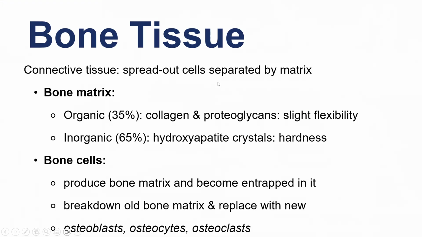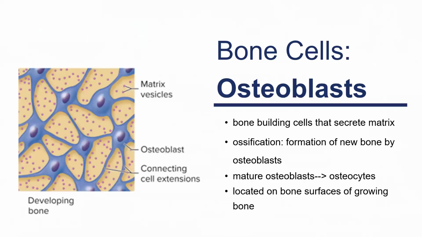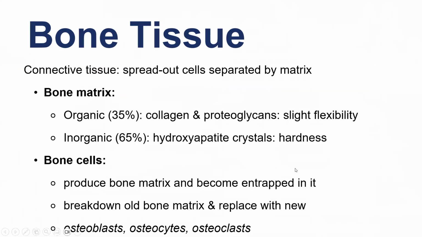So cells are not very close together. There's a lot of bony matrix. And so this bony matrix is going to be 35% collagen and proteoglycans, and then 65% hydroxyapatite. So collagen and proteoglycans are going to give it some flexibility. Collagen we talked about in our cartilage and connective tissue chapter as being our stronger fiber compared to elastin, but it does allow it to be flexible somewhat as well.